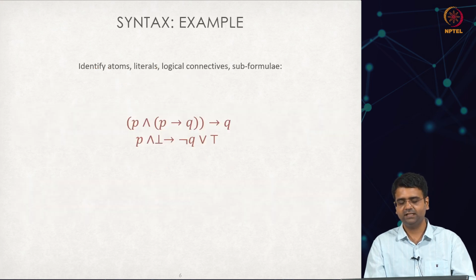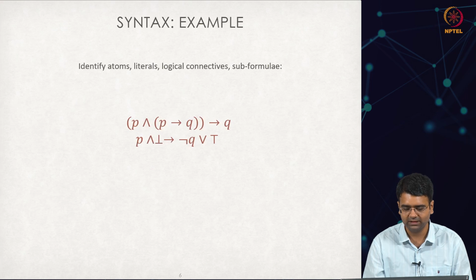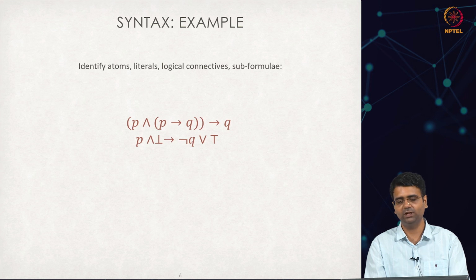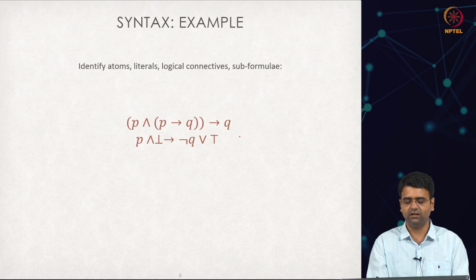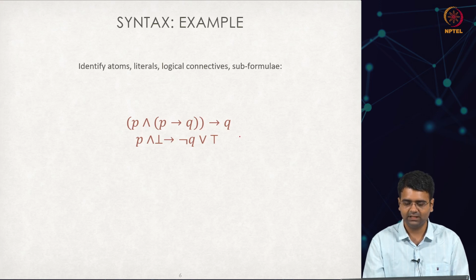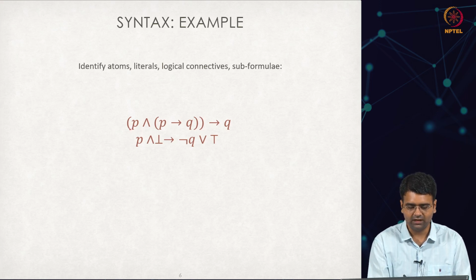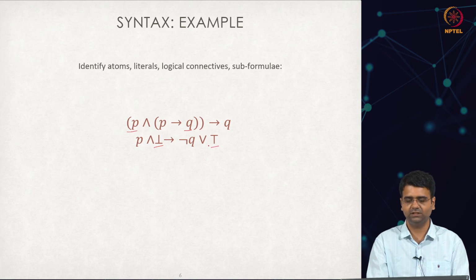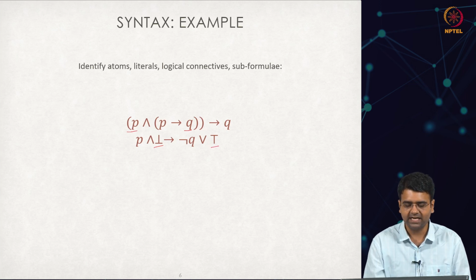So as an exercise, let's look at these two formulas and try to identify atoms, literals, logical connectives and subformulas. Both of these are propositional logic formulas. So what are the atoms in this formula? We have P and Q. So P and Q are the atoms. Similarly, false and true are also atoms in the formula. All of these atoms are also literals. And furthermore, this not of Q is also a literal. So we have covered atoms and literals.